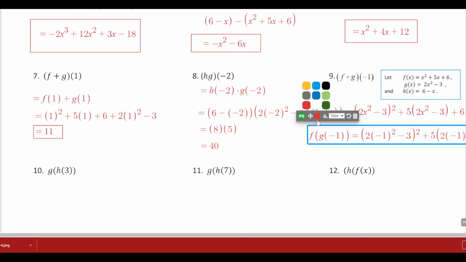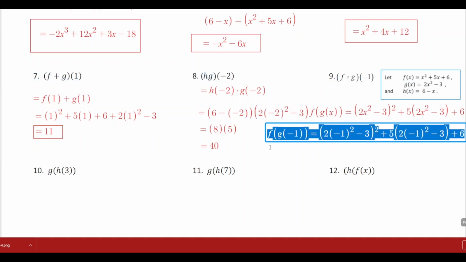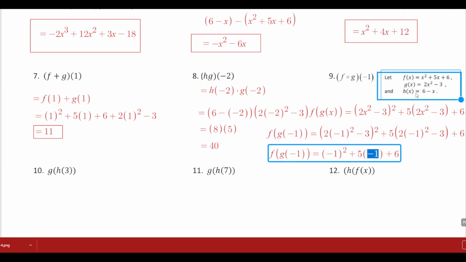All right, so this is a pretty long expression here. So let's go ahead and start simplifying. You got 1 squared is 1, times 2 is 2. 2 minus 3 is -1. -1 squared is 1, times 2 is 2. 2 minus 3 would be -1 again. So -1 is what g of -1 equals, which is why I'm kind of thinking it might have been easier just to calculate that first.